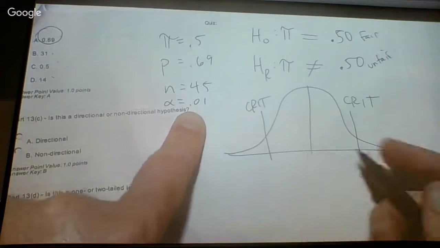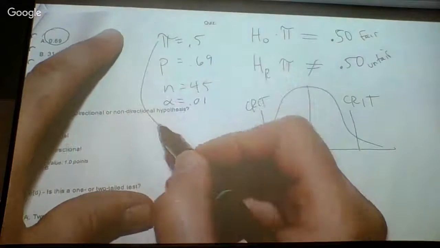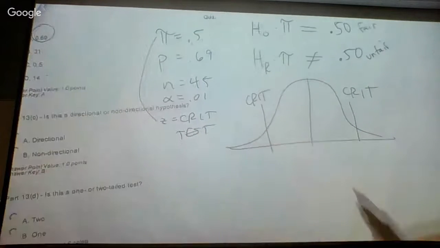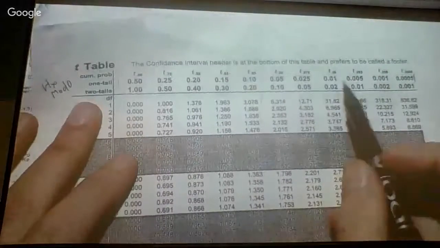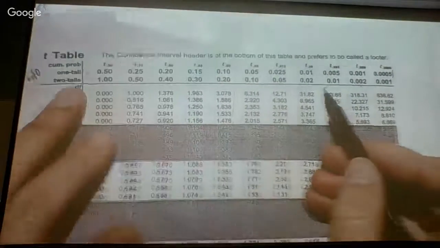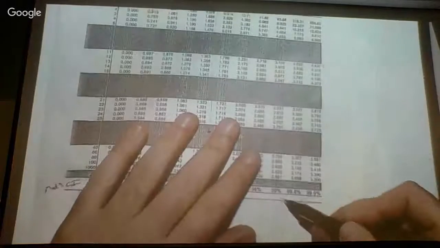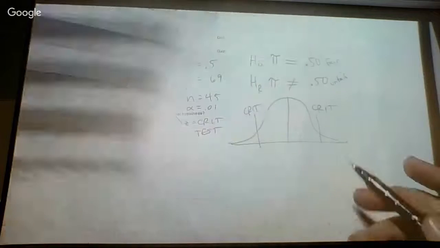At the 0.01 level, pi means we need z, so we need a critical z and a test z. 0.01 for two tails means our critical value is 2.576.